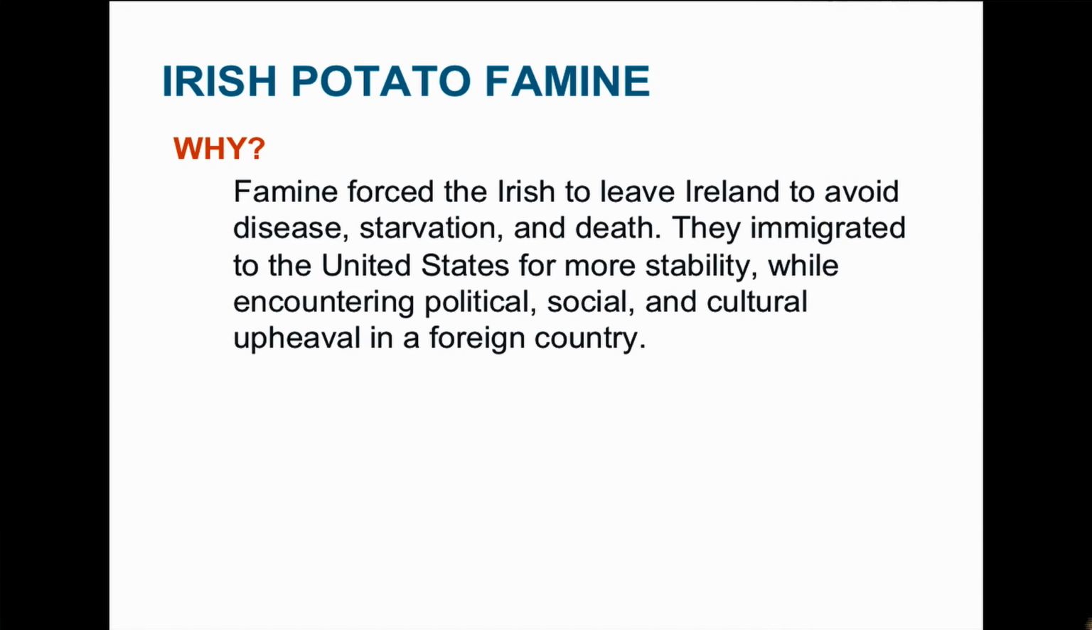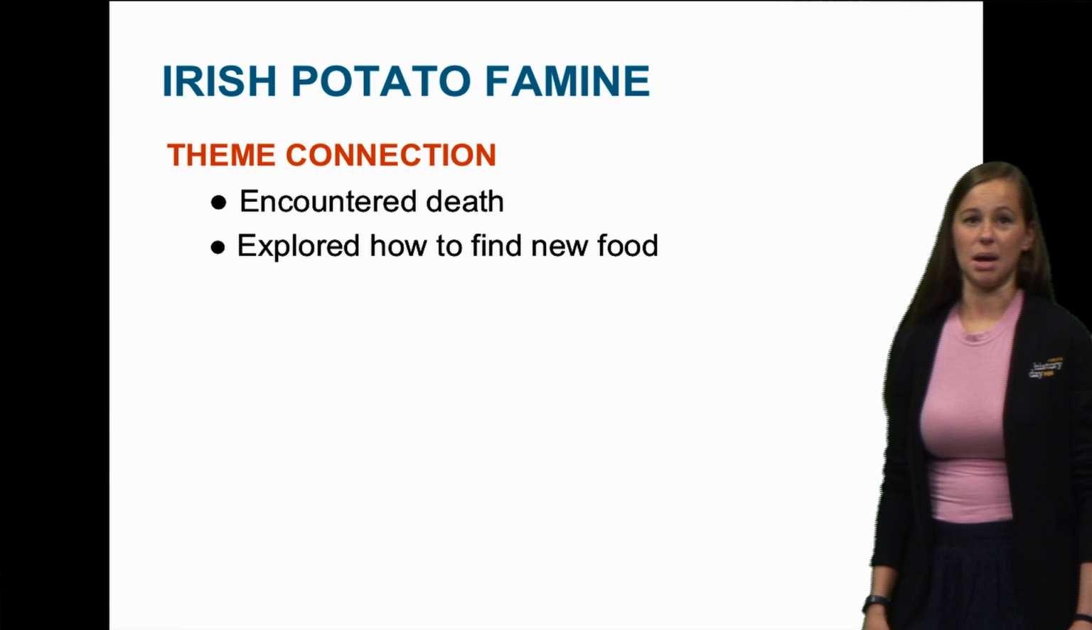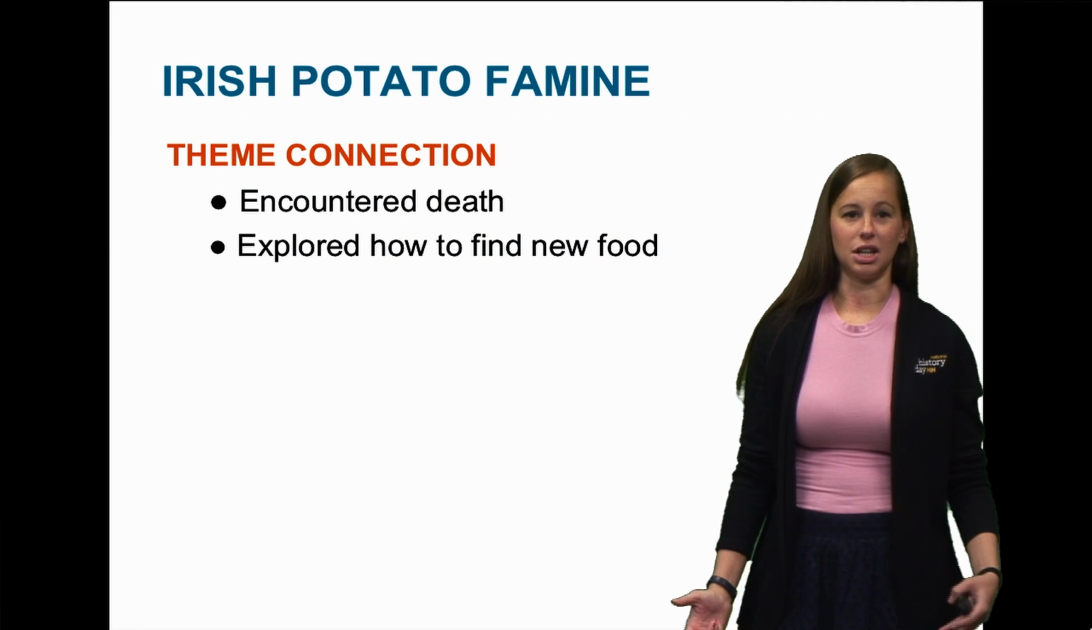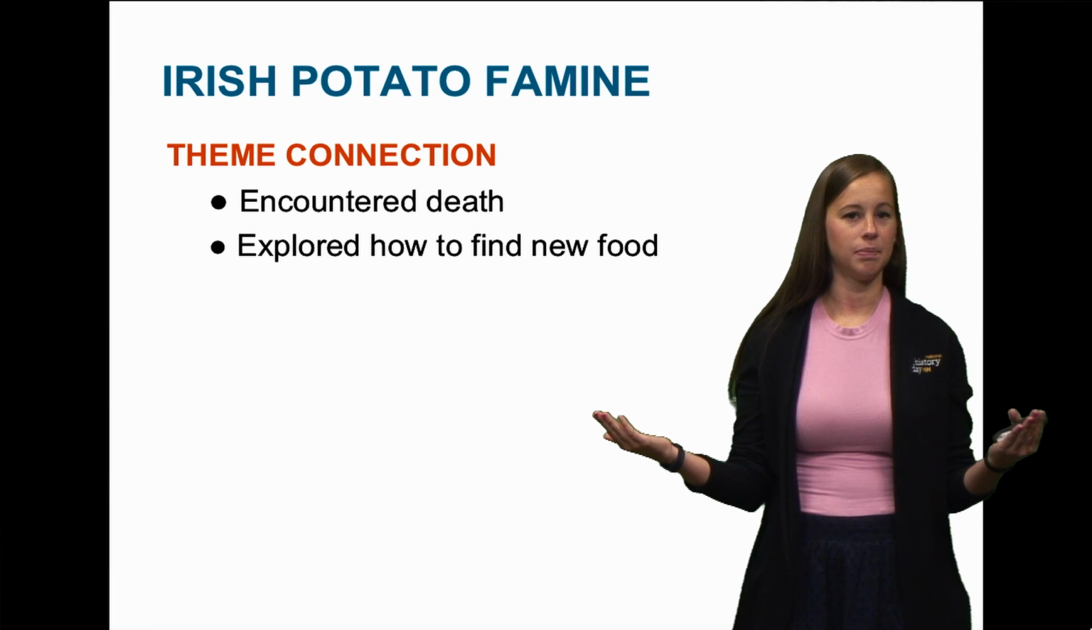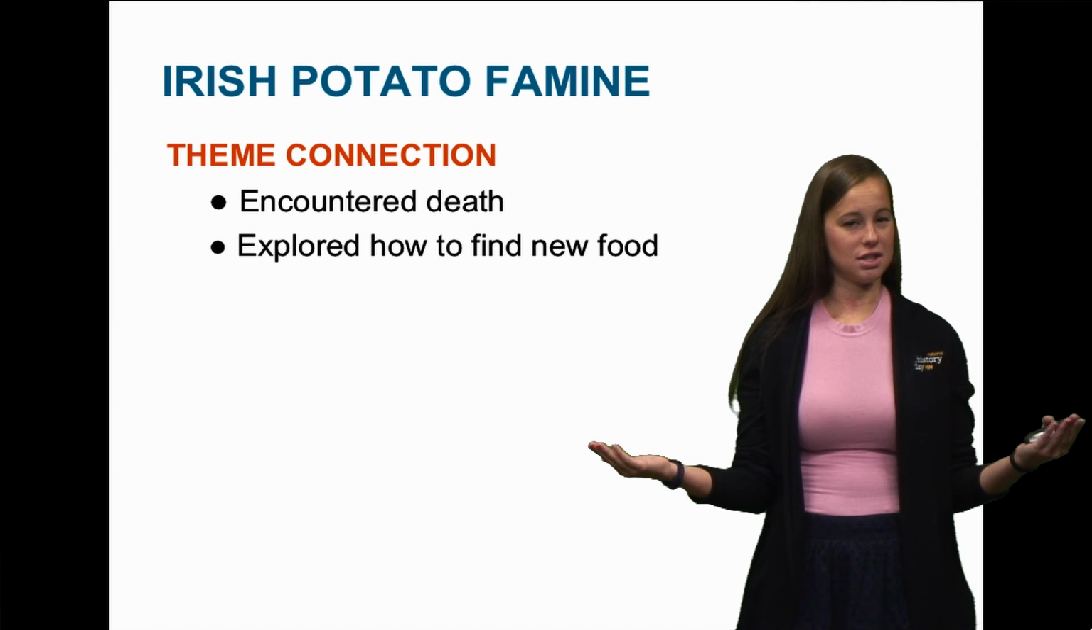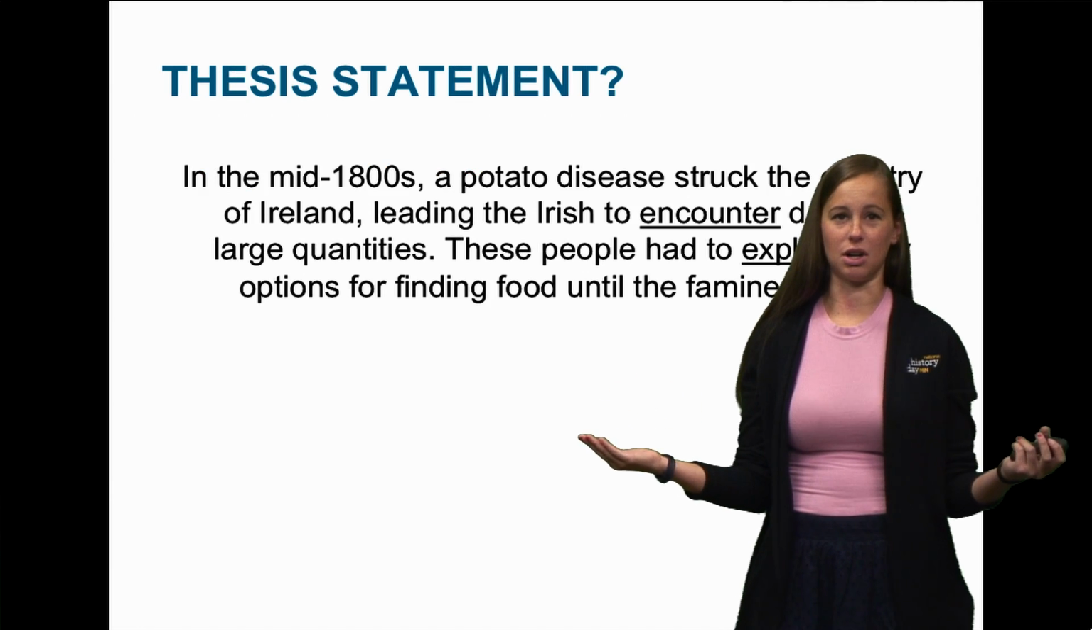But why did this happen? The famine forced the Irish to leave Ireland to avoid disease, starvation, and death. They immigrated to the United States for more stability while encountering political, social, and cultural upheaval in a foreign country. This is pretty in-depth, so let's look at a theme connection. They encountered death, and they explored how to find new food. Those don't seem very strong to me, but let's play it out and see where it goes.